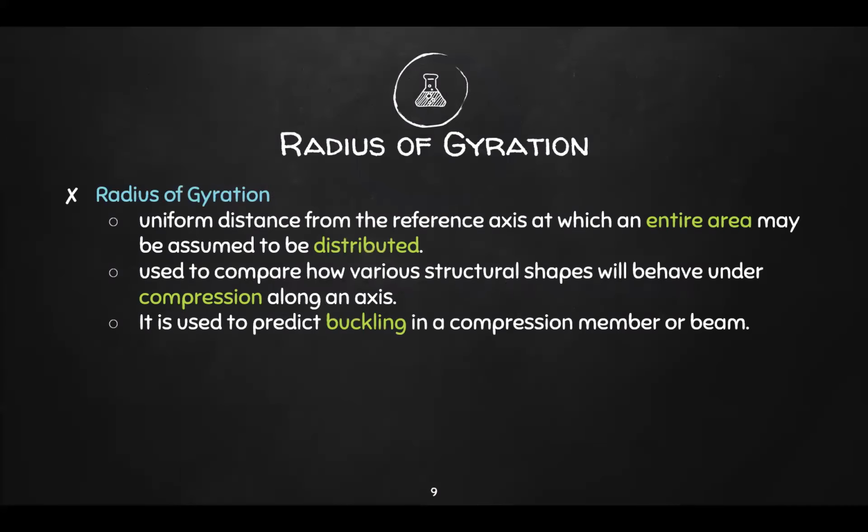The radius of gyration is the uniform distance from the reference axis at which an entire area may be assumed to be distributed. It's used to compare how various structural shapes will behave under compression along an axis. So again, this is mostly used in your design subjects. And then it's used to predict buckling in a compression member or beam. So buckling is a form of failure, and we need to prevent that.